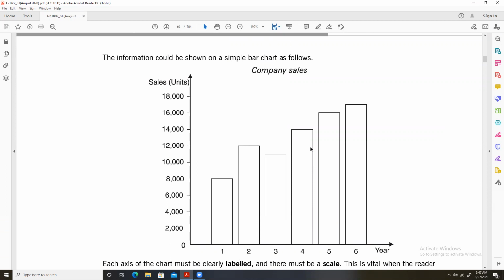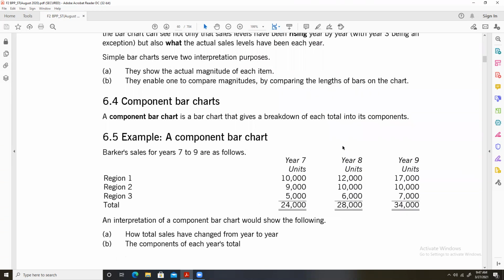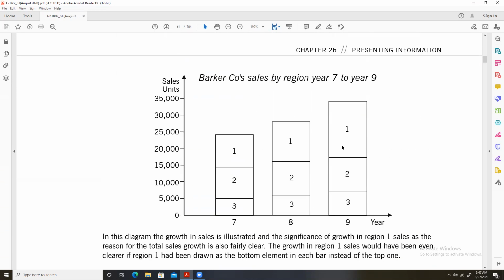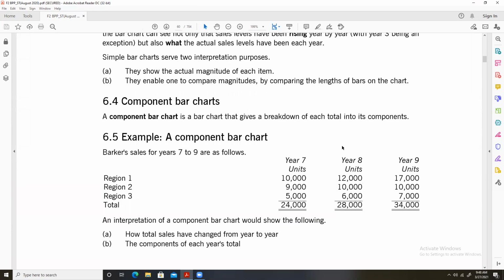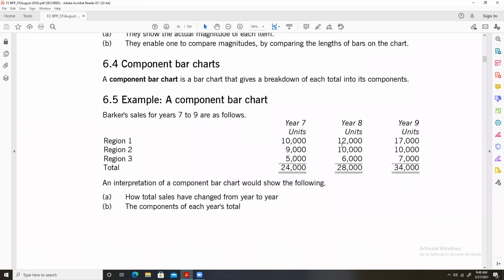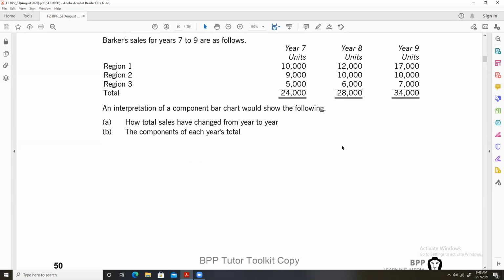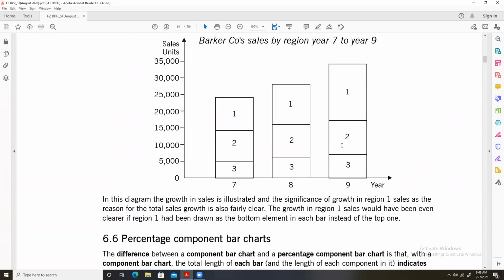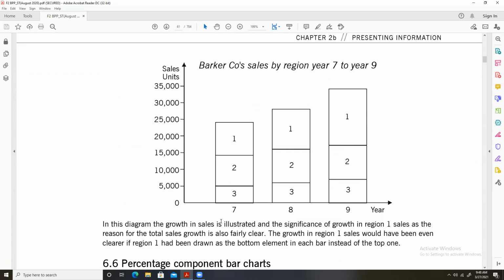Now, the thing is that these diagrams are not very difficult to draw or construct. You can easily construct a bar chart. Similarly, if we move forward, the second of the diagrams, the second chart, is the component bar chart.